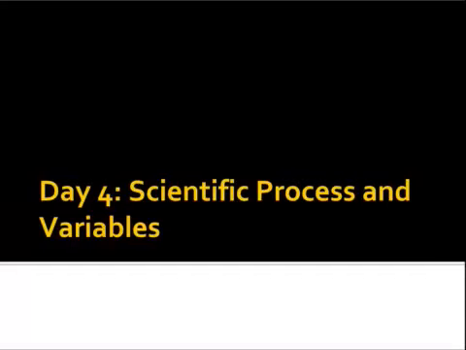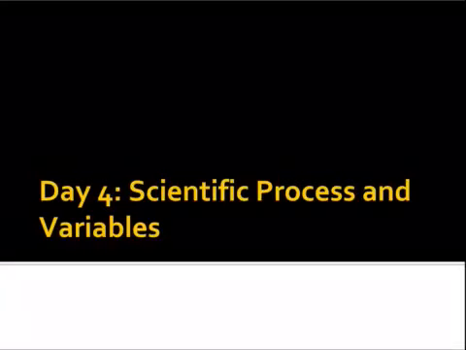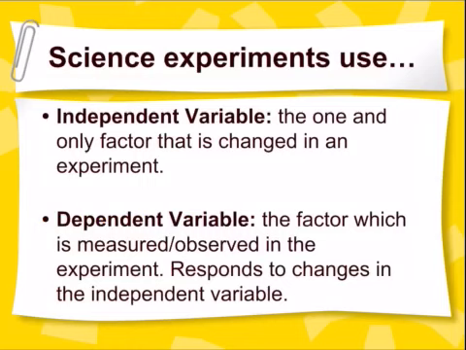Today's notes are on scientific process and variables. We briefly discussed variables when we talked about data tables and graphs. Now we're going to take a closer look at the types of variables in an experiment. There are two types. The first is the independent variable. This is the factor that you are changing in each trial of your experiment. It is the only thing that changes in your experiment.